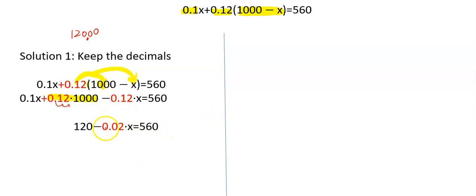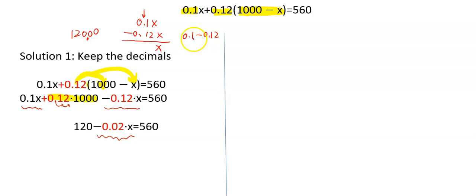Now, right here, because we have 0.1x and 0.12x, they both have x, so they are considered like terms. So we're going to have to subtract 0.12x from 0.1x. And when we combine like terms, x doesn't change. We are just going to add or subtract the quantities in front of the x's. In this case, we were trying to do 0.1 minus 0.12.